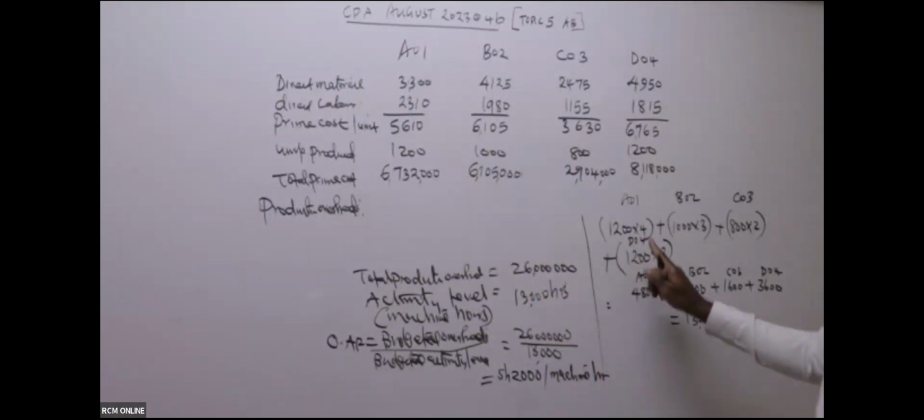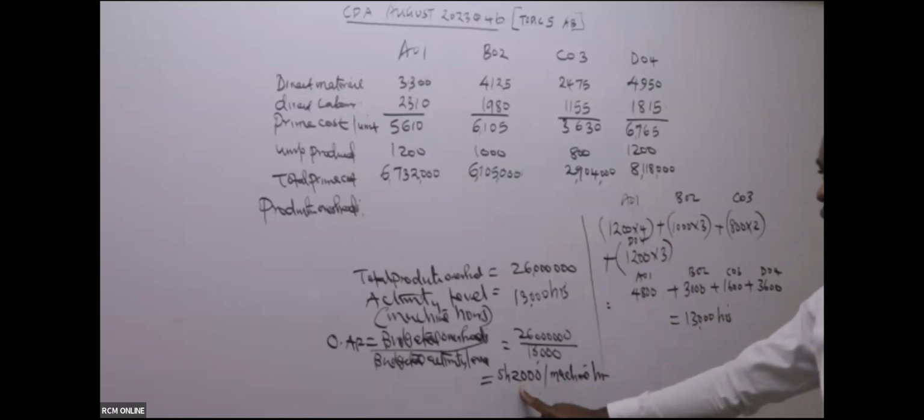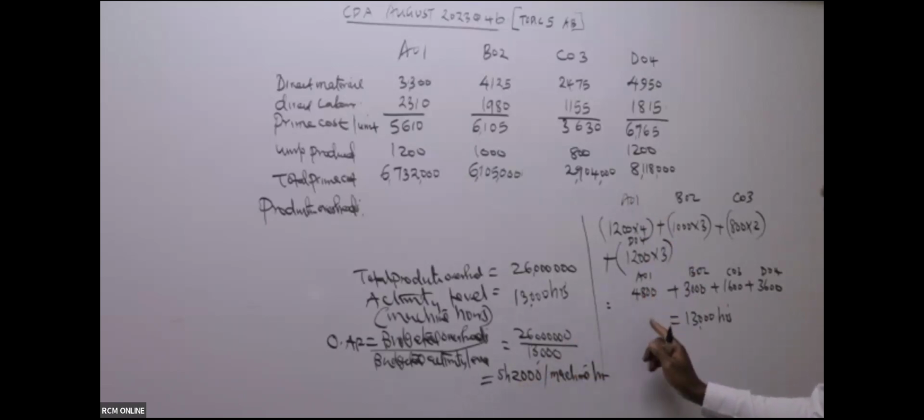We are told product A1 utilized a total of 4,800 machine hours. If 1 hour is 2,000, 4,800 hours will be equivalent to how much? 4,800 times 2,000.